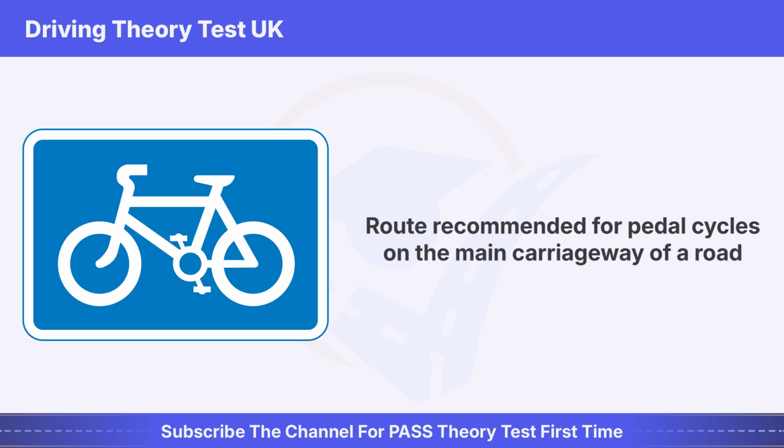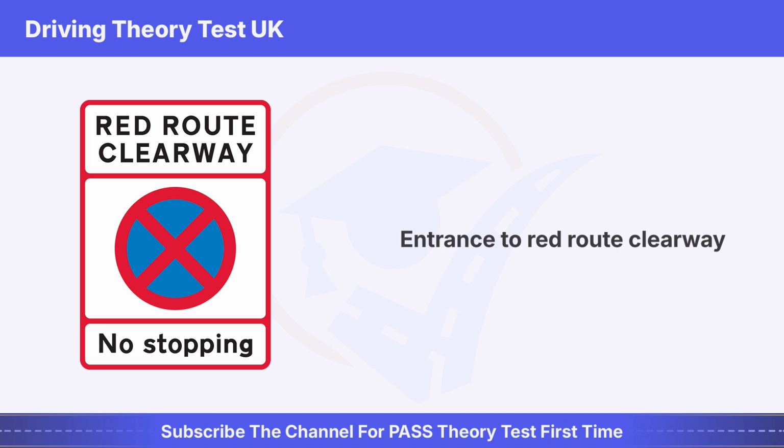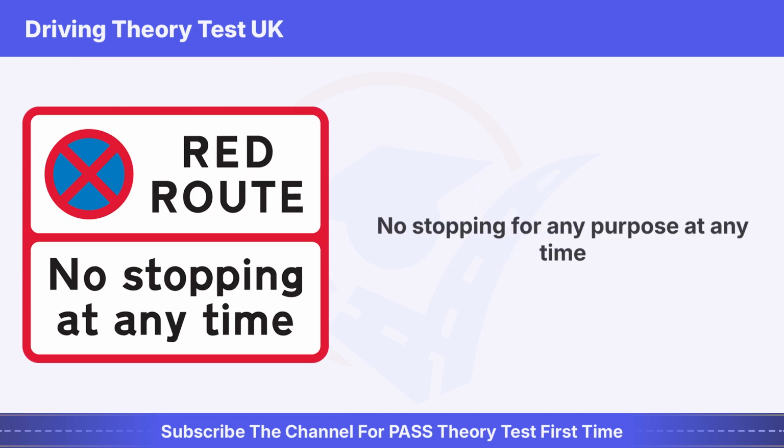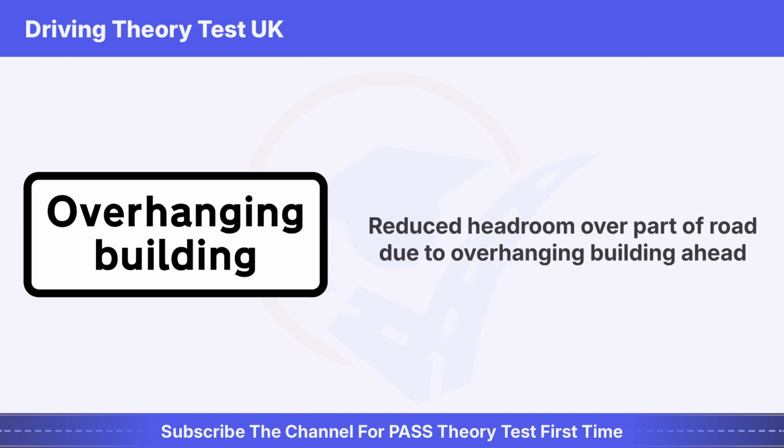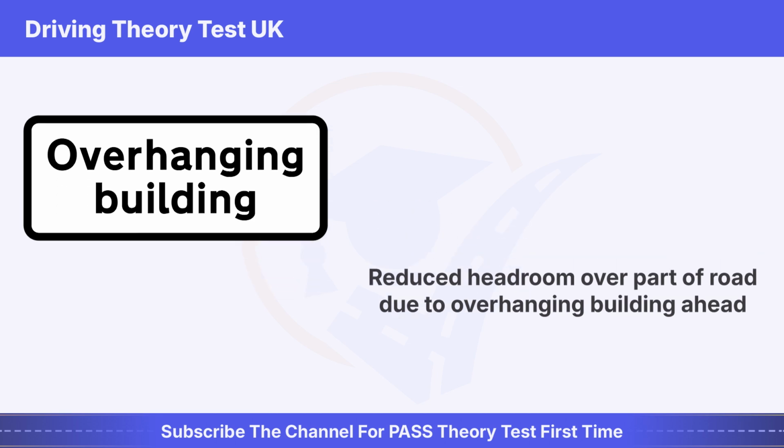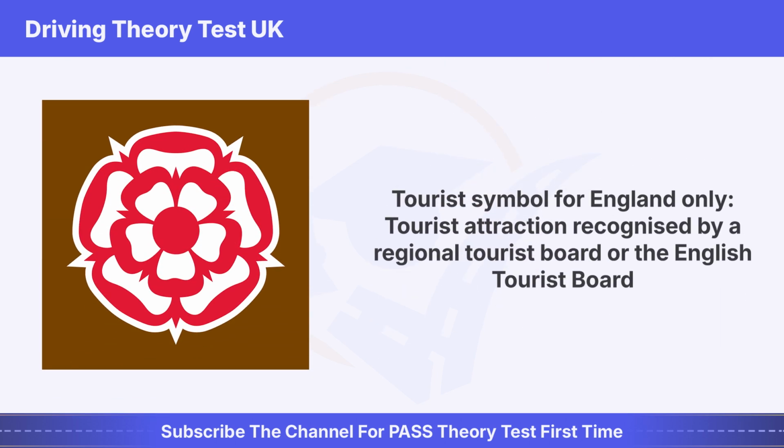Route recommended for pedal cycles on the main carriageway of a road. Entrance to red route clearway. No stopping for any purpose at any time. Reduction in speed necessary for a change in road layout ahead. Reduced headroom over part of road due to overhanging building ahead. Tourist symbol for England only. Tourist attraction recognized by a regional tourist board or the English Tourist Board.